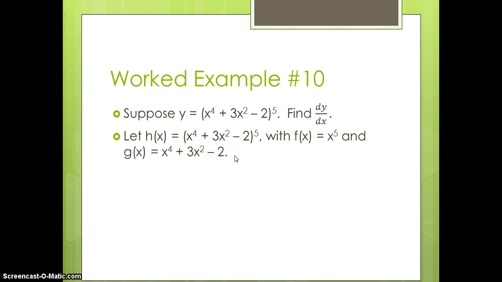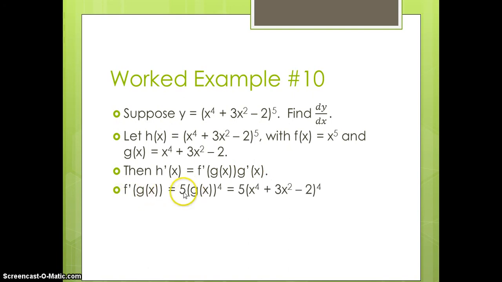What do you think we're going to start with as far as our derivative? You got it, the outside function. h prime will be f prime, the outside derivative, of g of x, leave the inside alone, times the derivative of the inside, g prime of x.